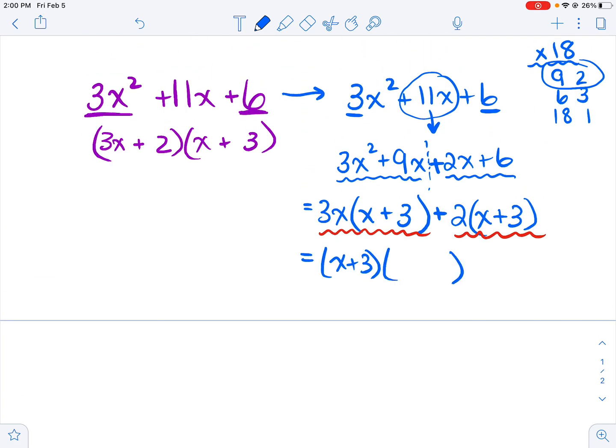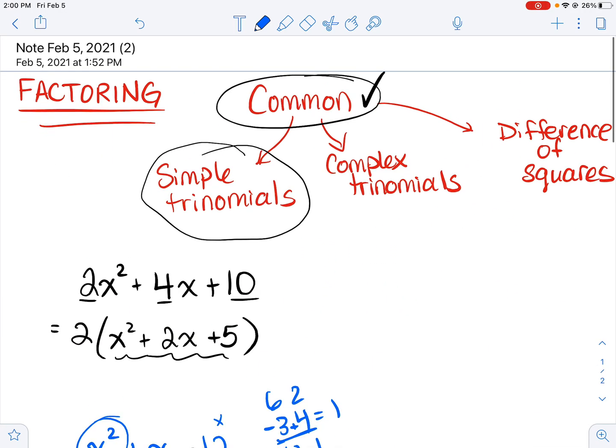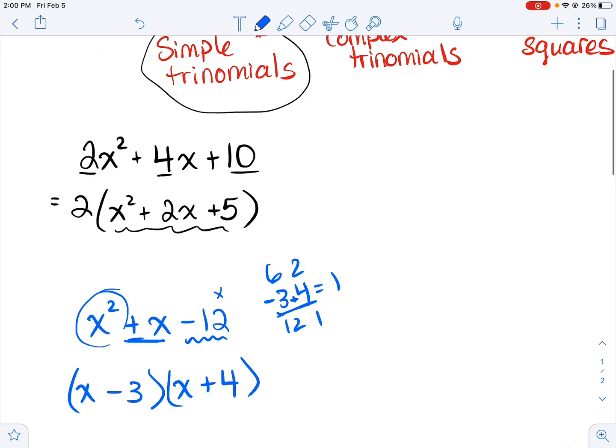And then you're saying, okay, what do I have left from the first term? Oh, just a 3x. Cool. Plus, what do I have left from the second term? After I pull out an x plus 3, I just have a 2. And there you go. That's a complex trinomial factored using a strategy called decomposition. Or look at, you could guess. So there's that. All right, and a difference of squares. That's the only one I haven't done yet.